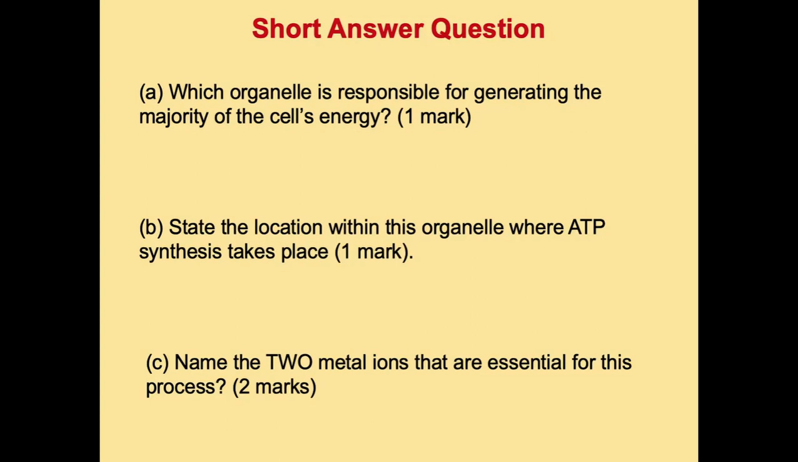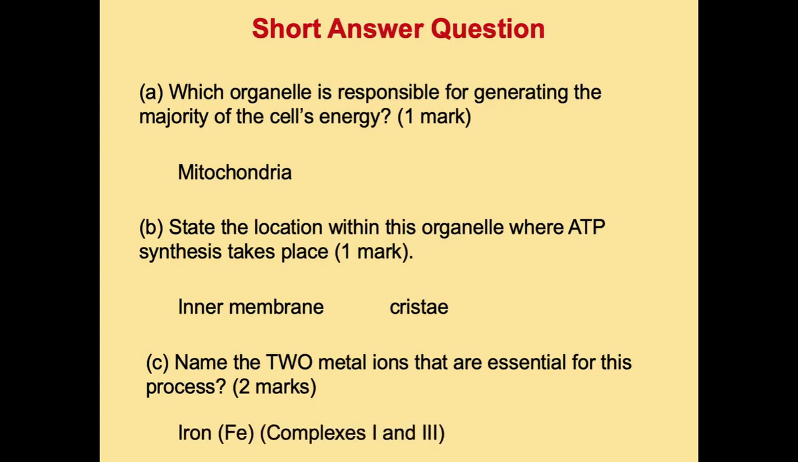Of course, the answer to A is the mitochondria, the organelle responsible for generating ATP and therefore the majority of the cell's energy. And the ATP synthesis takes place on the inner membrane. Remember, ATP synthase is the enzyme that's responsible for this, and this is found on the inner membrane. And of course, the 2 metal ions are iron and another one would be copper.